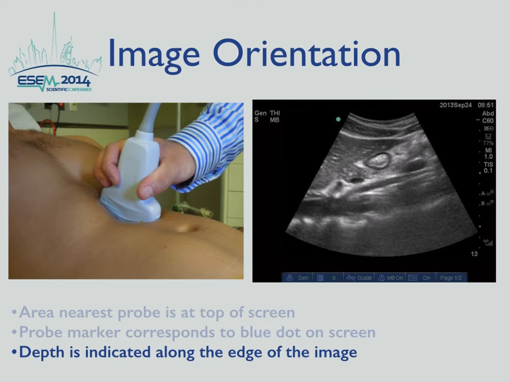Depth is indicated along the side of the ultrasound image, and that is important for you to correspond how deep the structure you are trying to acquire is. For example, the total depth in this ultrasound image on the right is 13 centimeters.